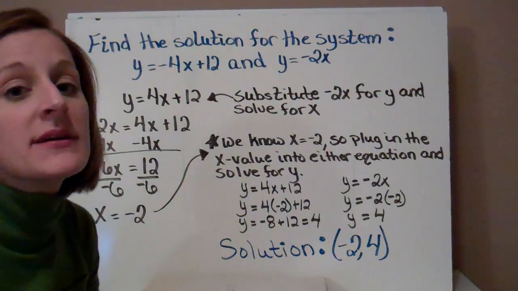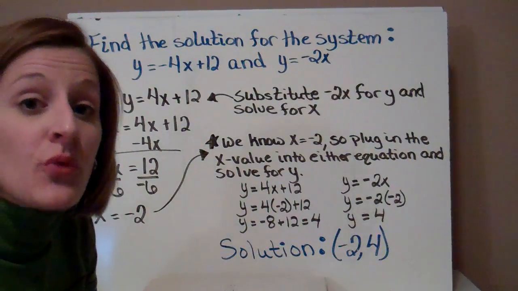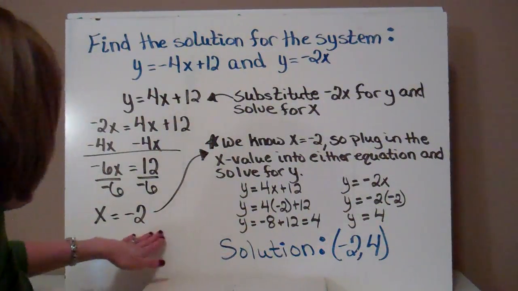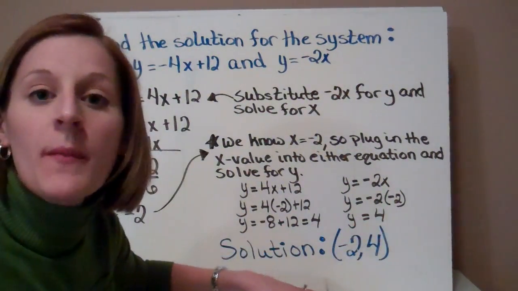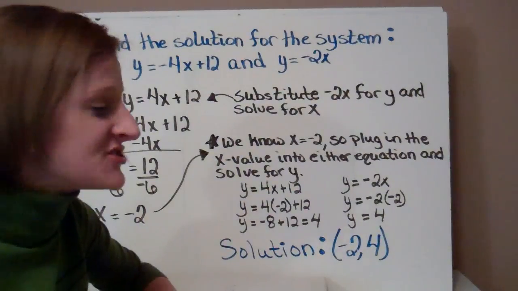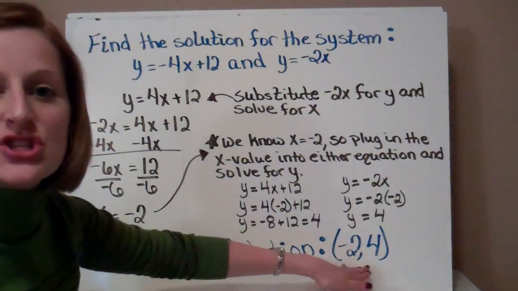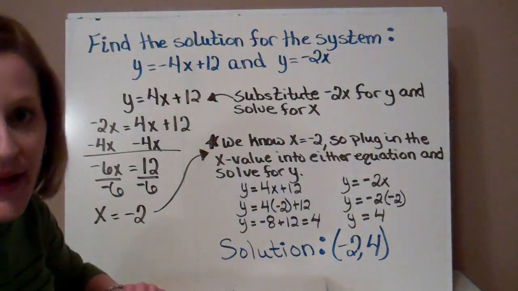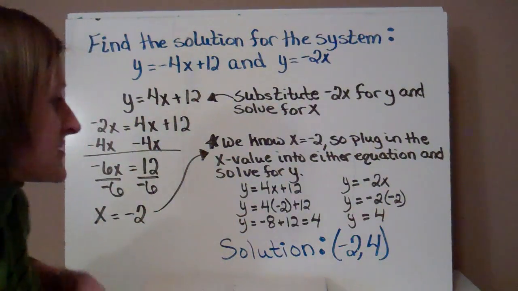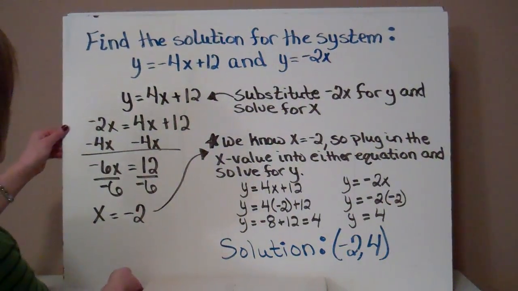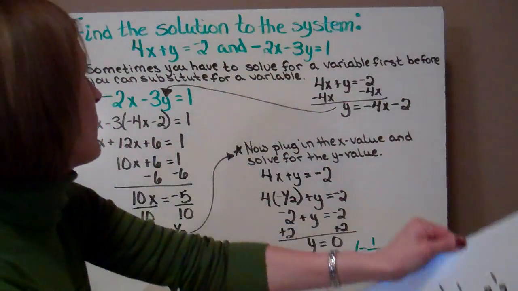Now, when I write my solution, I'm going to write it as an ordered pair. I know my x value is negative 2, my y value is 4, so the point where the two lines intersect is going to be at negative 2, 4. And there's my answer, just that ordered pair. It's where the two intersect. Okay, let's do another one.